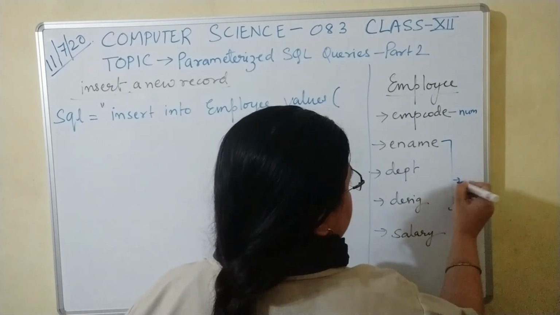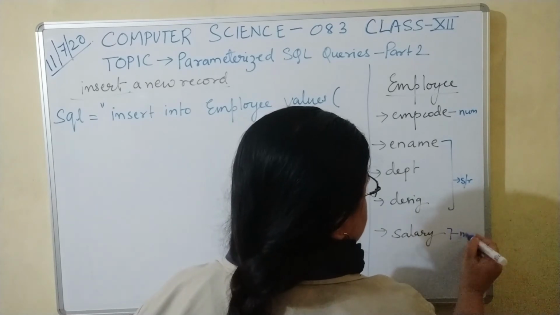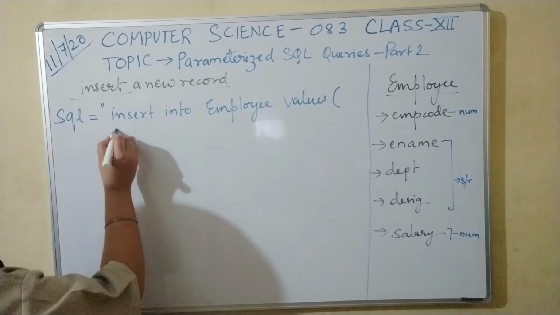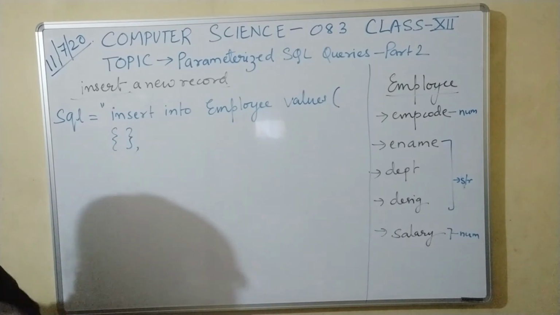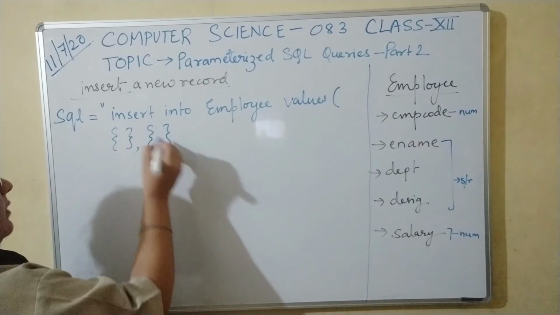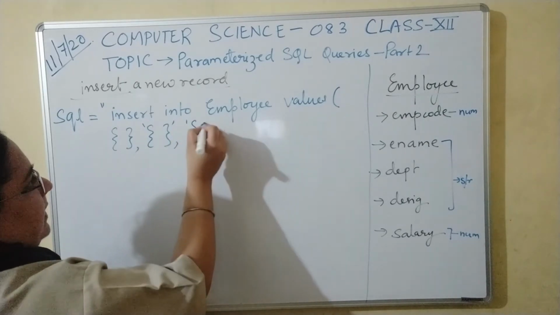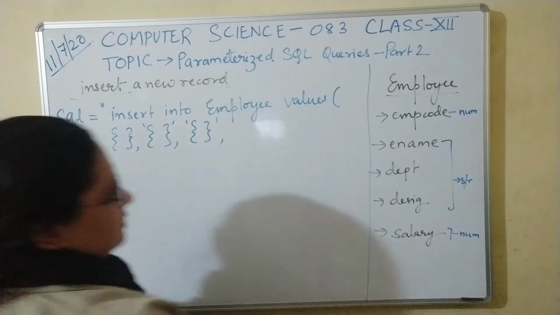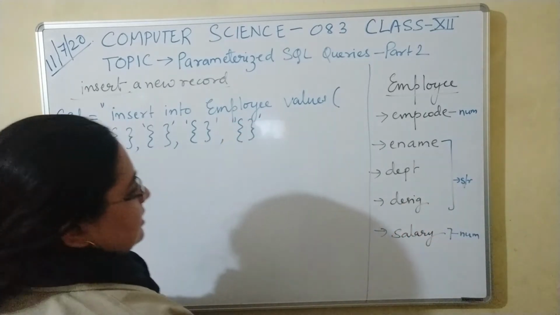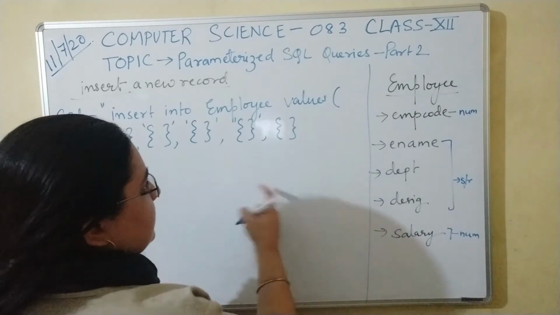These 3 are strings and this is again numeric. So over here the first one will be a pair of empty braces without any single quotes. Second one, a pair of empty braces within single quotes. Then a pair of empty braces again within single quotes because we have department. Same way for designation, and last of all we have salary, that is without single quotes.